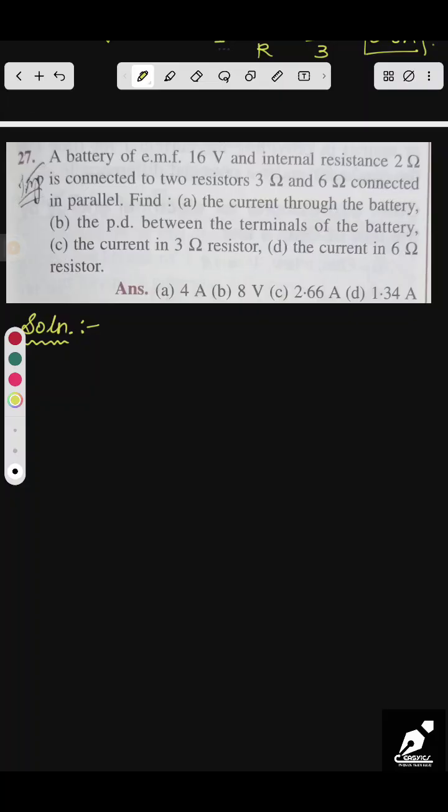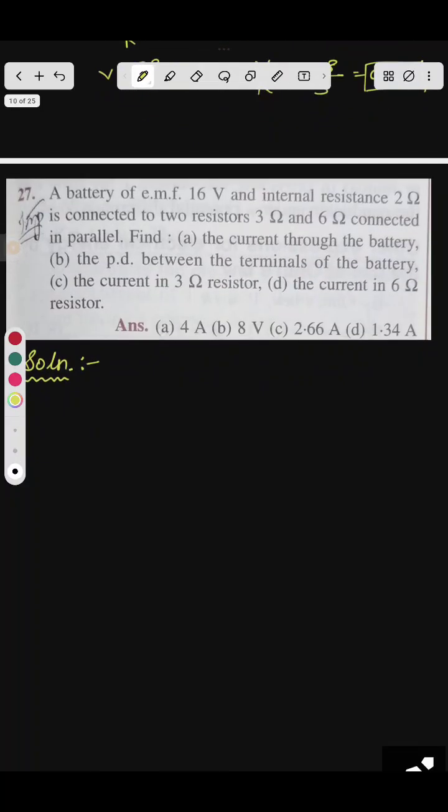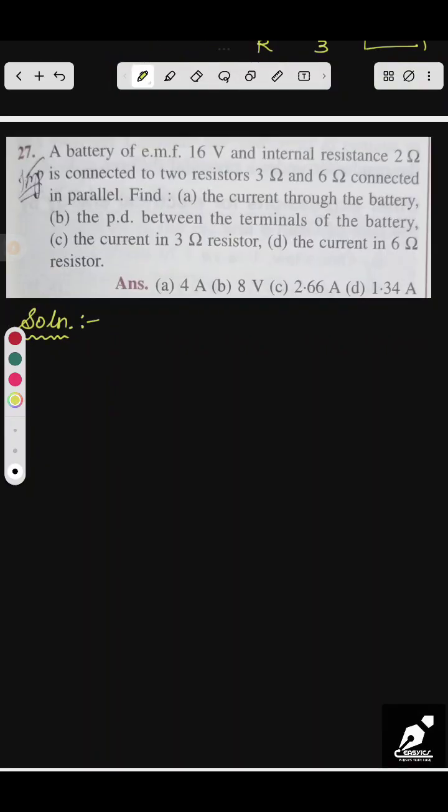It says that a battery of EMF 16 volt. Okay, EMF, not potential difference. And internal resistance of 2 ohm is connected to two resistors, 3 ohm and 6 ohm, connected in parallel. So in physics, the moment we come across a question, we read it, we understand it, the picture forms in our brain, and we draw the picture in the beginning. Half of the job is done here only.